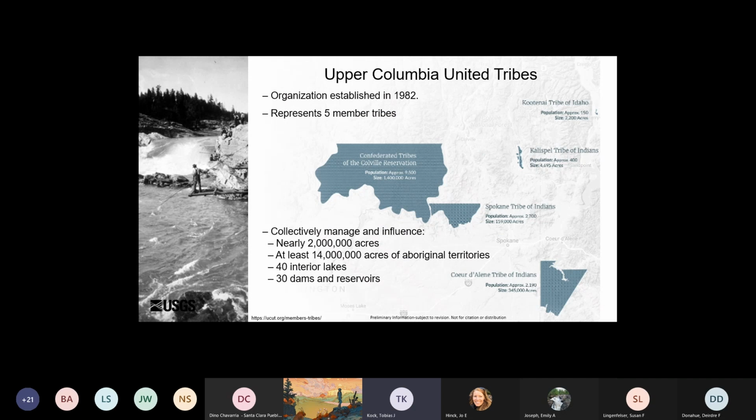The Upper Columbia United Tribes, this is kind of a light background. You can see Lake Roosevelt is located here in the middle of the map. The organization is a combined entity of 5 member tribes in the United States. It includes the Colville tribe, the Spokane tribe, the Kalispell tribe, the Coeur d'Alene tribe, and the Kootenai tribe. You can see that they collectively manage and influence millions of acres, interior lakes, dams, and reservoirs. So they have a lot of responsibilities and a lot of influence in the Upper Columbia region.